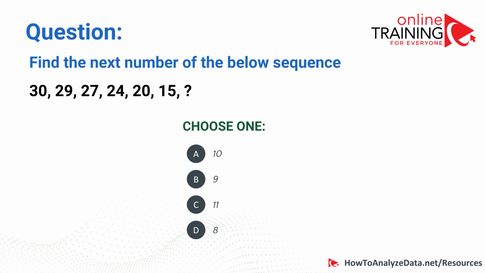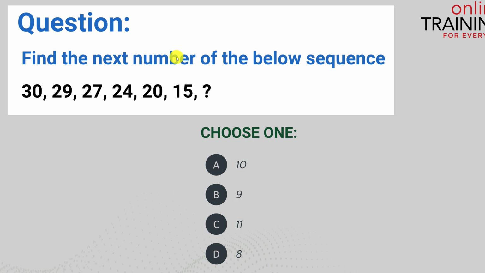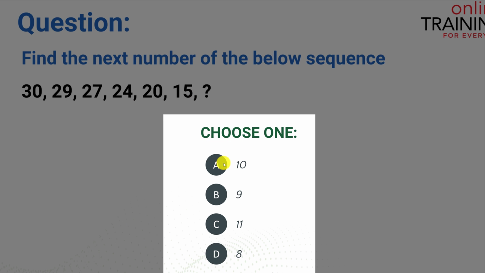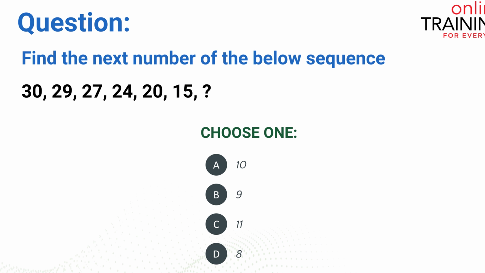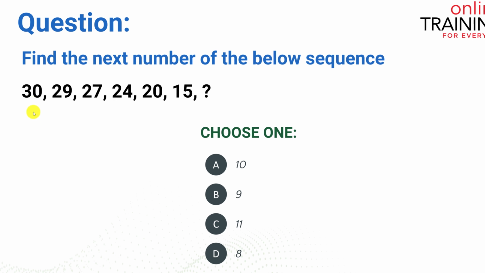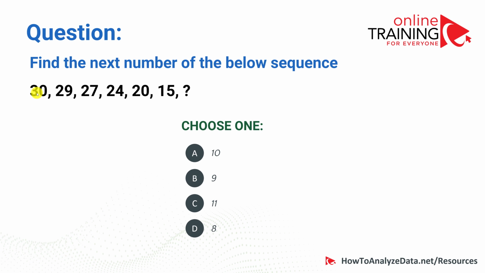So here's the question, which is frequently used as part of numerical reasoning and logical reasoning tests. Find the next number of the below sequence. And you have a series of numbers, 30, 29, 27, 24, 20, 15, and you have four different choices, 10, 9, 11, and 8. Which one do you think is right? And how would you even approach answering something like this? The key to answering something like this, in these types of questions in general, is to detect the pattern. You see the pattern here is you change the number every time you go from one number to the next.